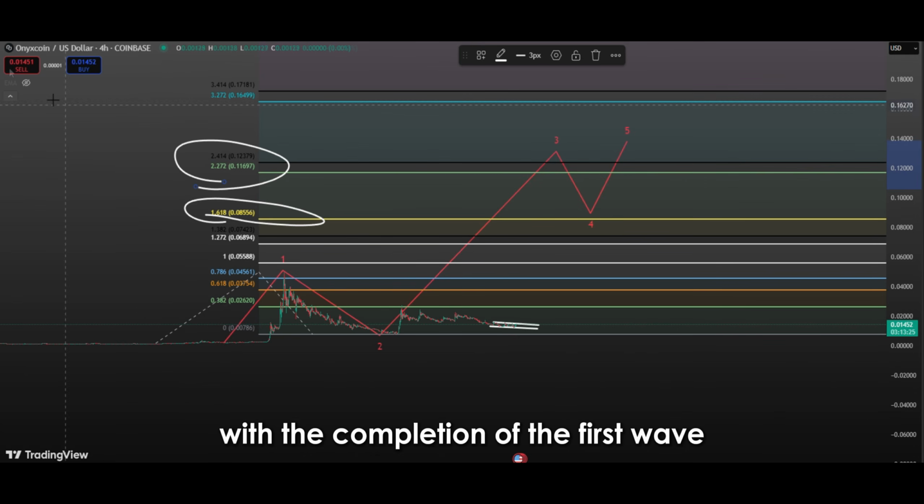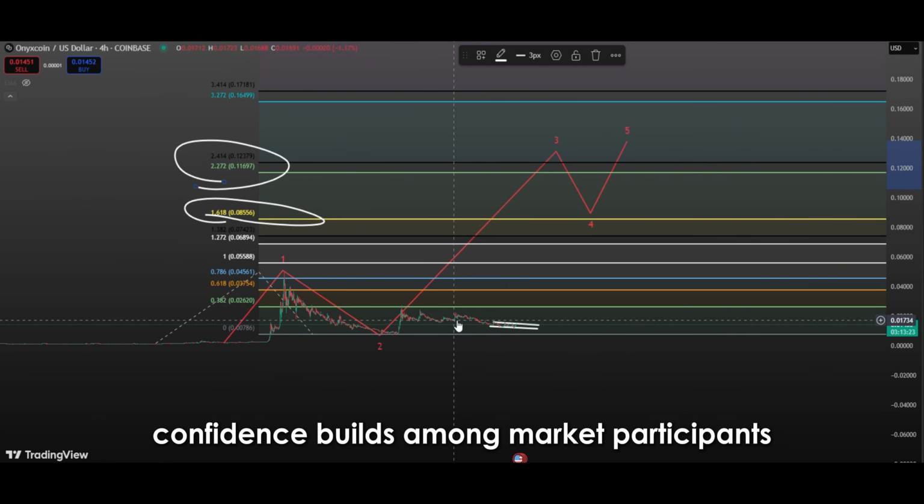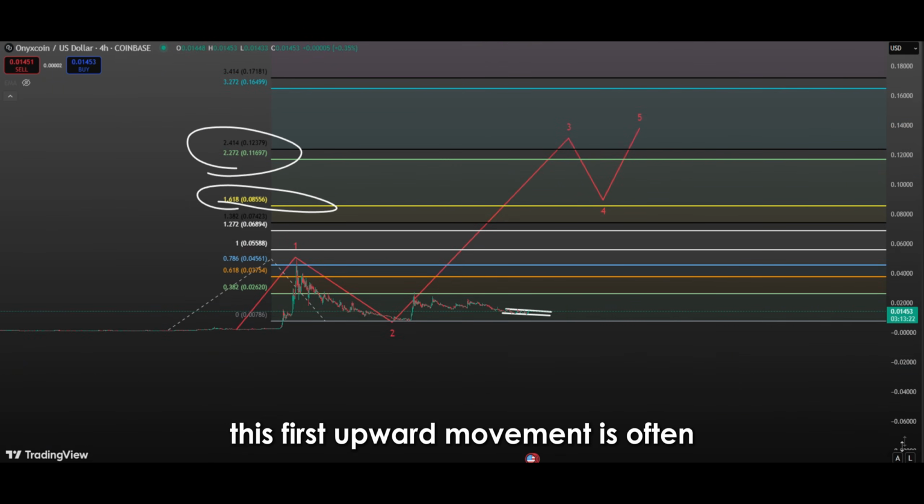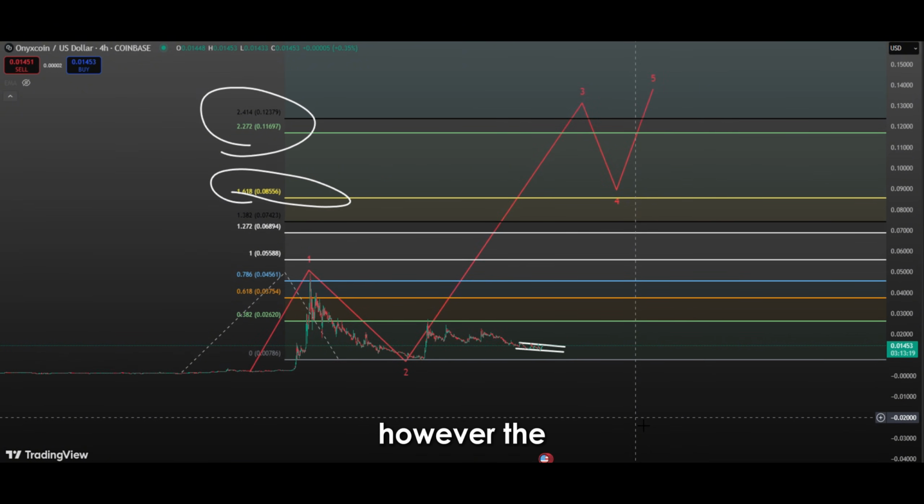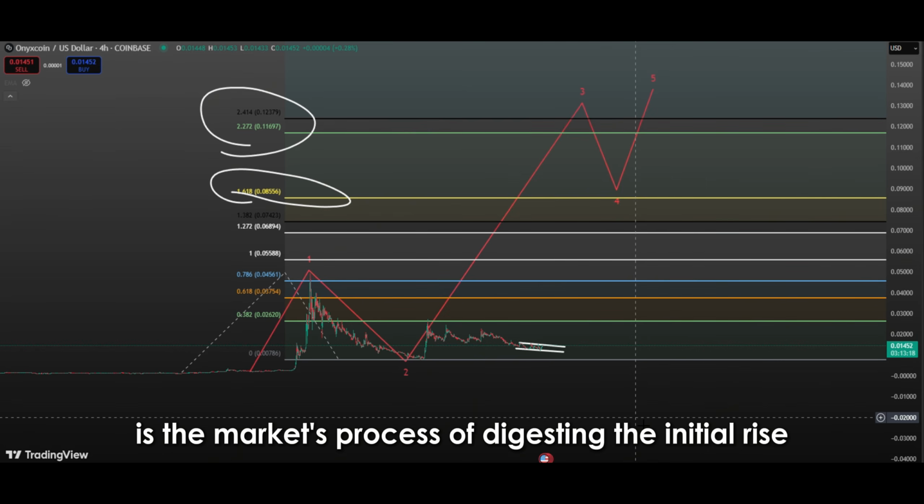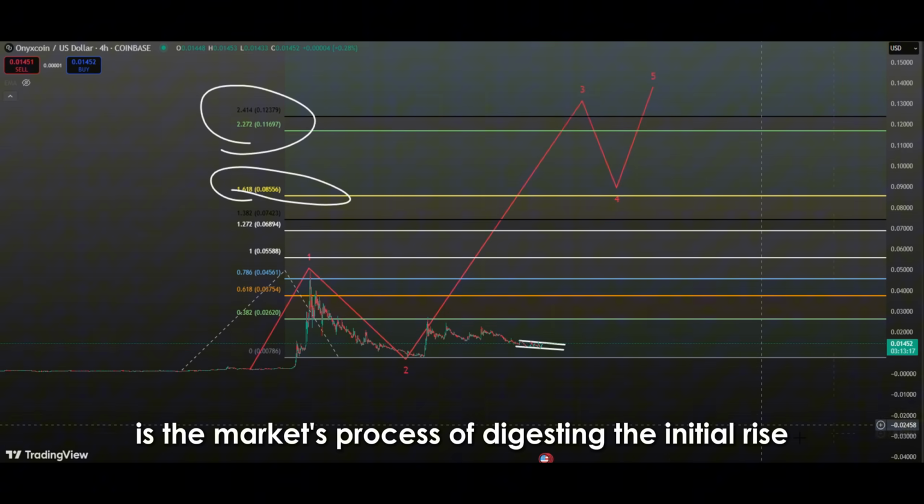With the completion of the first wave, confidence builds among market participants. This first upward movement is often regarded as the beginning of a new trend. However, the second wave that follows is the market's process of digesting the initial rise.